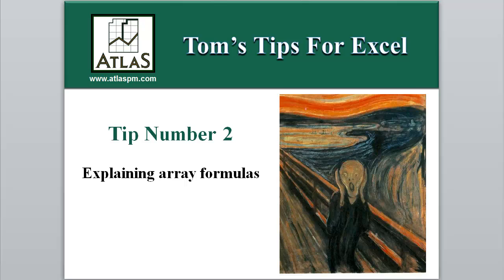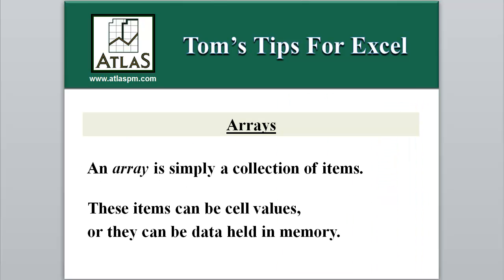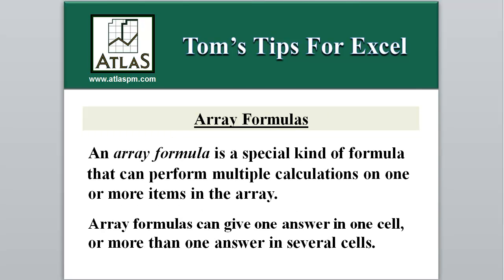First, an array is simply a collection of items. In this example, the items are cell values. An array formula is a special kind of formula that can perform multiple calculations all at the same time on one or more items in an array. There are two kinds of array formulas. They can give one answer in one cell, which is the kind this tip shows, or an array formula can be built to give more than one answer in several cells. Okay, that's the theory. So what does all that mean?